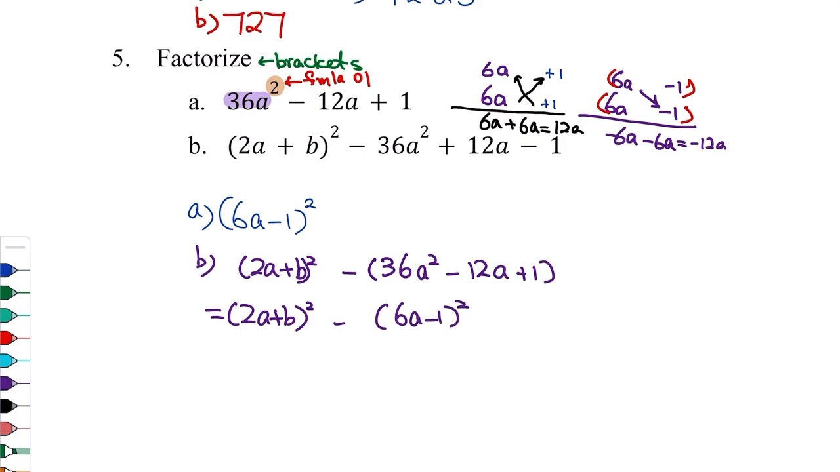How do I do next then? Do I give the square to both of them? No, please don't make that mistake. A square means a times a. So if it's (2a + b) square, it means (2a + b) times (2a + b), and then open up.